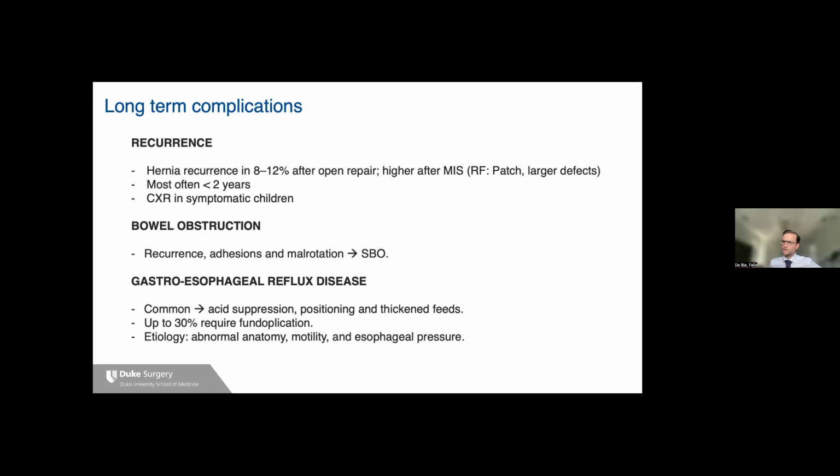Finally, GERD or gastroesophageal reflux disease is very common. A lot of kids are on PPIs, but making sure that the initial neonatal positioning and thickened feeds are in place are key components of trying to combat the GERD after birth. And then up to 30% require surgical fundoplication. That data is a little outdated as people are doing less and less fundoplications, but these are numbers that were cited in the literature. Contributing to the GERD are the abnormal anatomy, the changed motility in the esophagus, as well as different pressures due to the abnormal formation of the diaphragm around the esophagus.